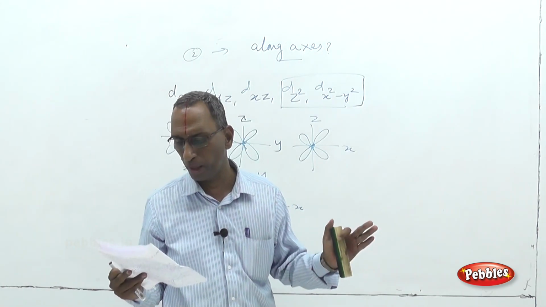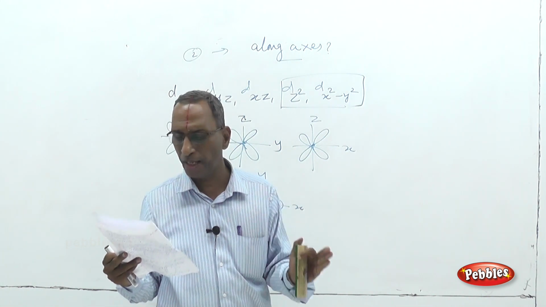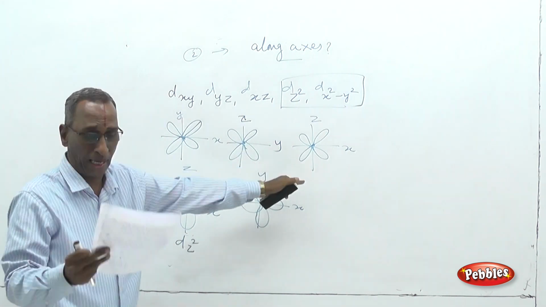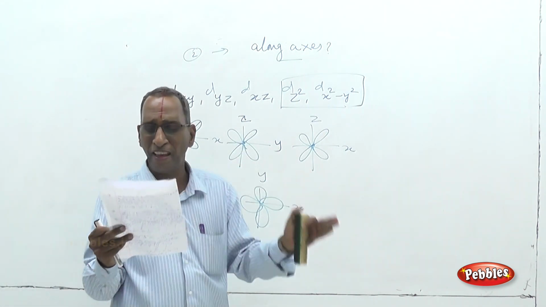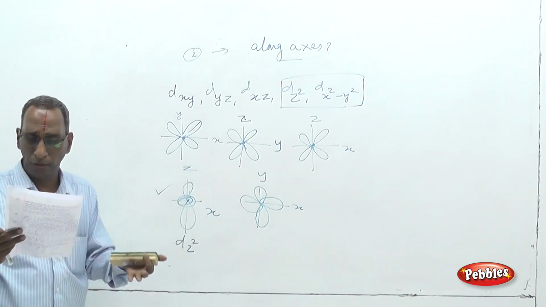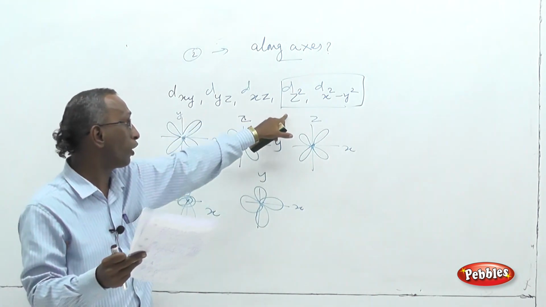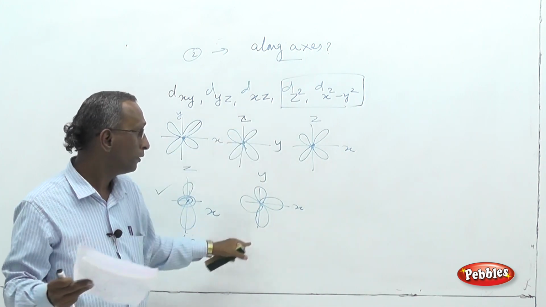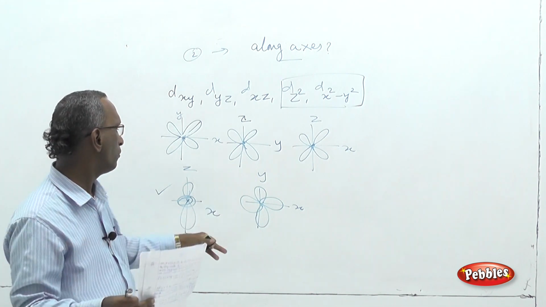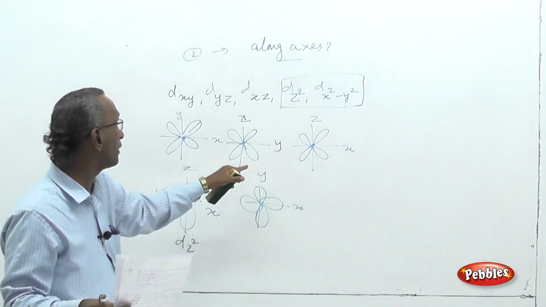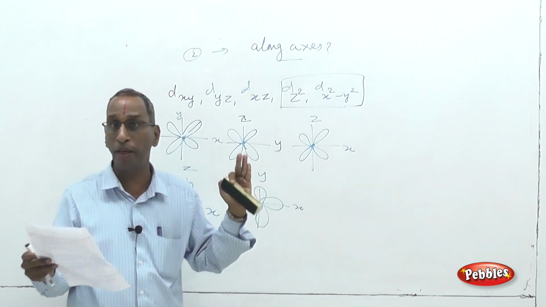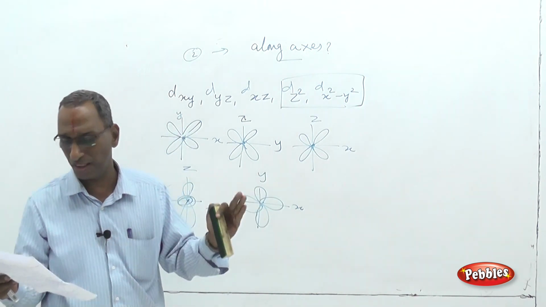Out of the 5 orbitals, the first choice reads as dz squared and xz. dz squared is correct, xz is not correct. Second choice reads as dxz and yz. They are not correct, they are not along the axis. Third choice reads as dz squared and x squared minus y squared, the correct choice. Fourth choice, xy and x squared minus y squared: xy is not along the axis. In this way you have to note it. So this finishes the tackling.